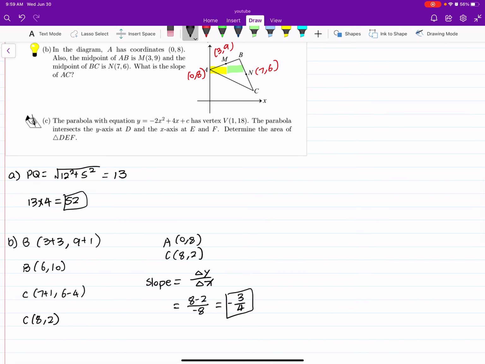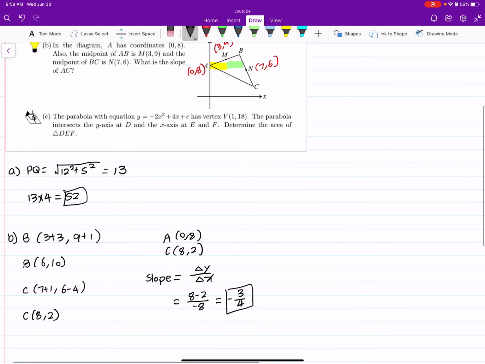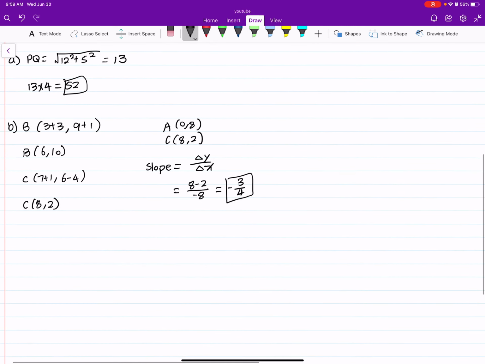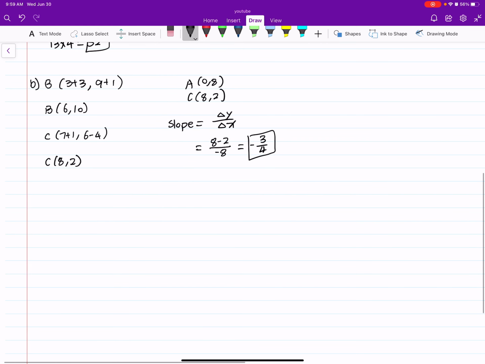Moving on to C. The parabola with the equation y is equal to negative 2x squared plus 4x plus c has vertex V (1, 18). The parabola intersects the y-axis at D and the x-axis at E and F. Determine the area of the triangle DEF. So first, let's draw a diagram.